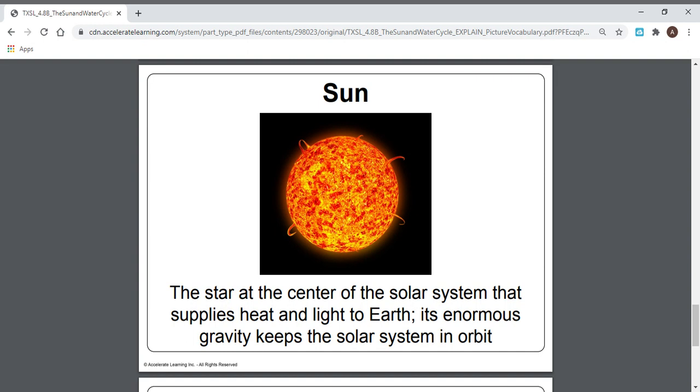Y'all will learn in fifth grade about the solar system a little more. This is just a little bit of information, knowing that the sun is part of the solar system and how gravity plays a part in the solar system, with Earth being part of the solar system.